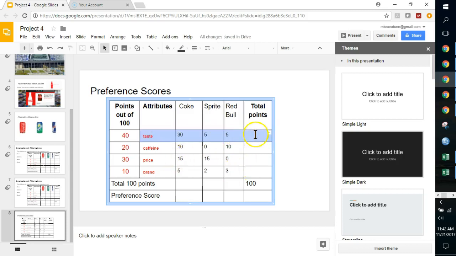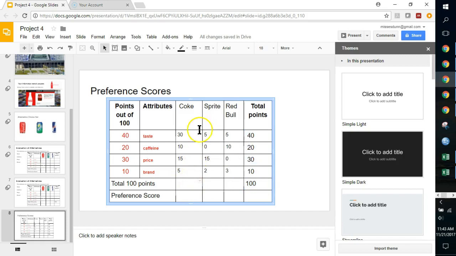Now I want to total up this row. I want to make sure that it equals 40 because that's how many points I started with. So that equals 40. This one equals 20. This one equals 30. And the last one equals 10. Okay, now I've double checked my math, everything adds up.